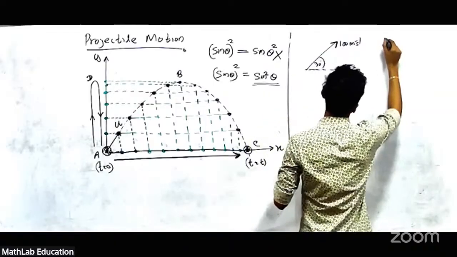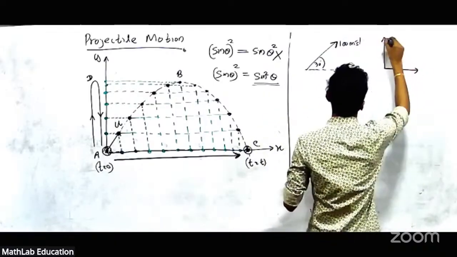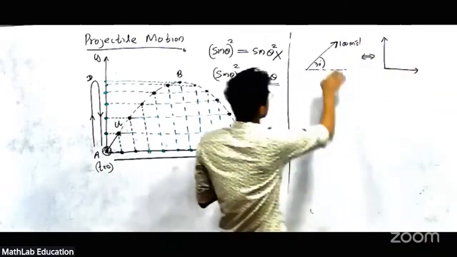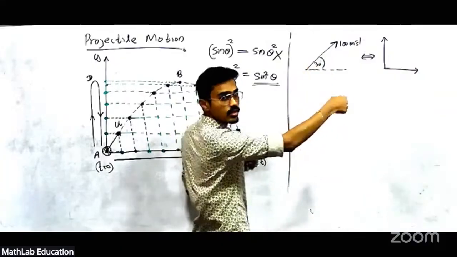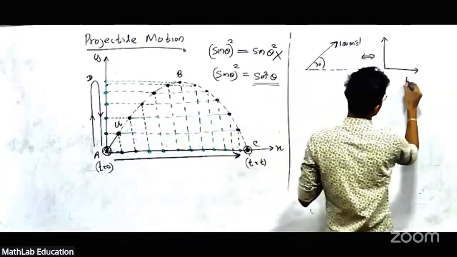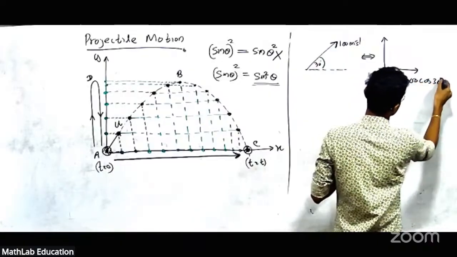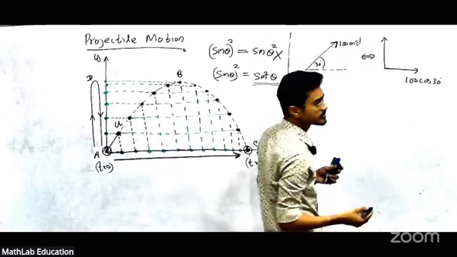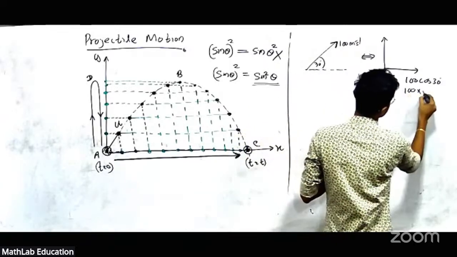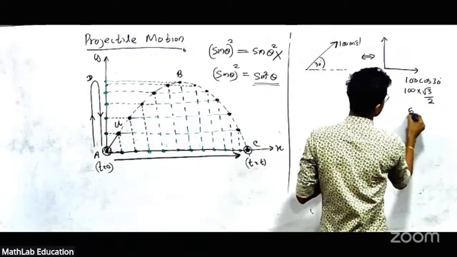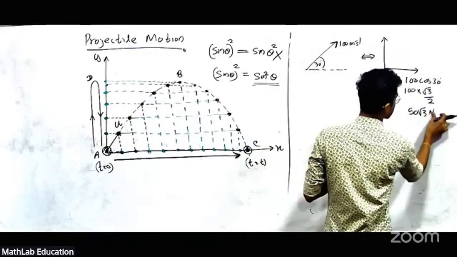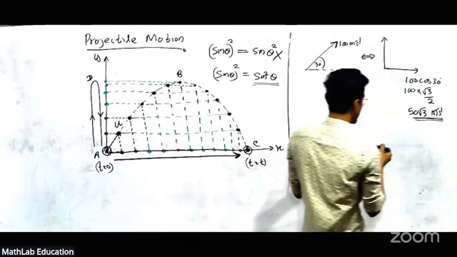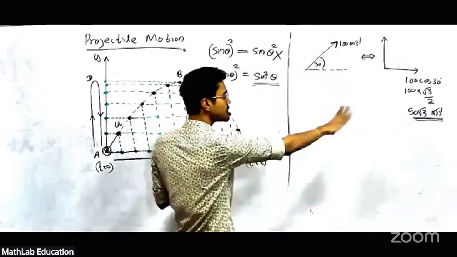So if I dissolve this into components, these are the two components I'm going to get. Towards the angle, that is 100 cos 30. What is the value of cos 30? Root 3 over 2. So this is 50 root 3 m/s, which means the horizontal component of this 100 is 50 root 3.